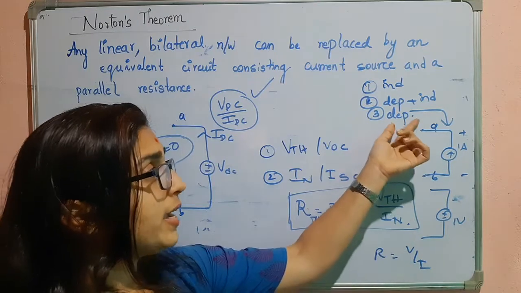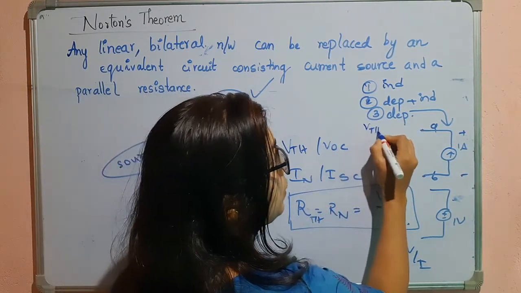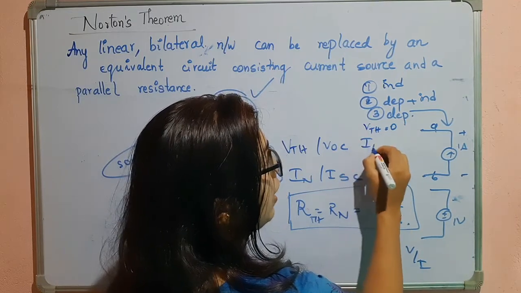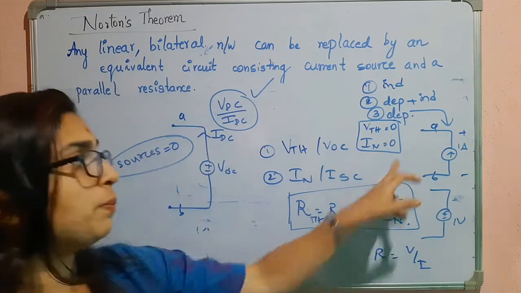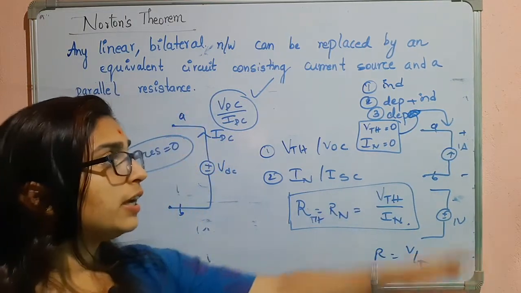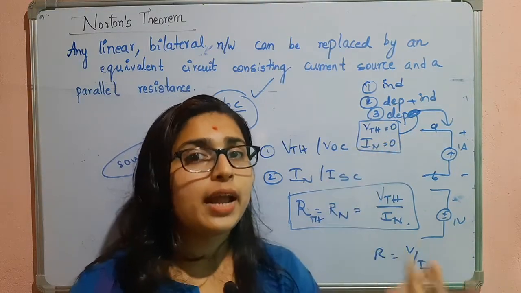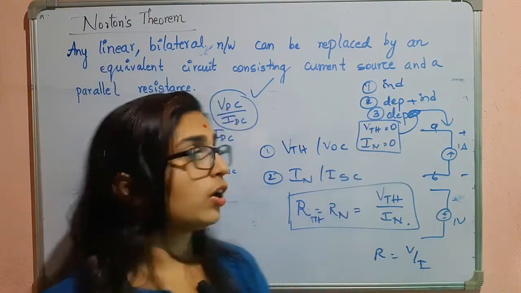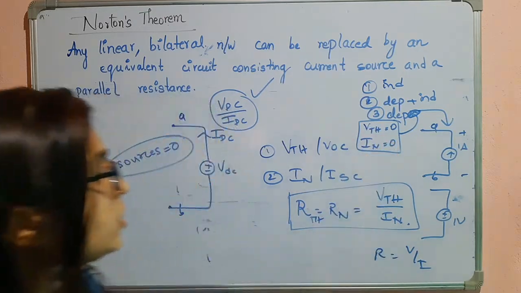Remember, in case of dependent sources only, our VTH will be equal to 0 and our current IN will be equal to 0. This is an important point, because dependent sources will be inactive without any independent source. So VTH or IN will be equal to 0. So this is all.